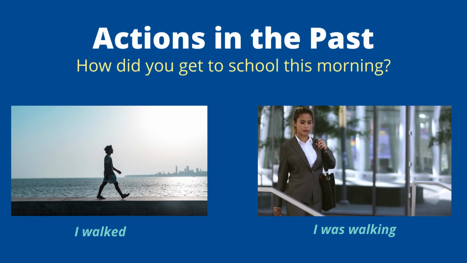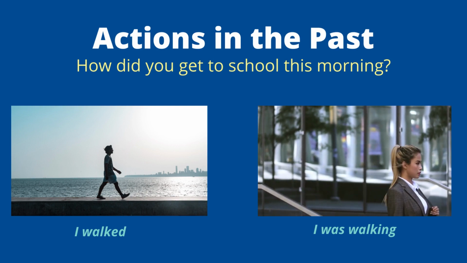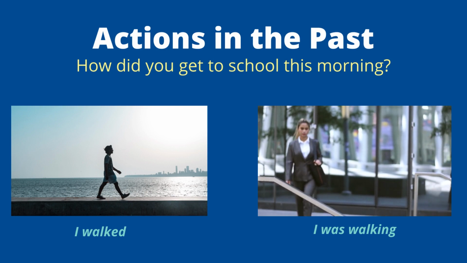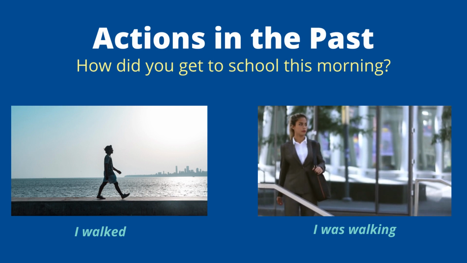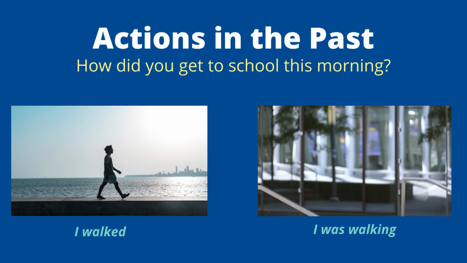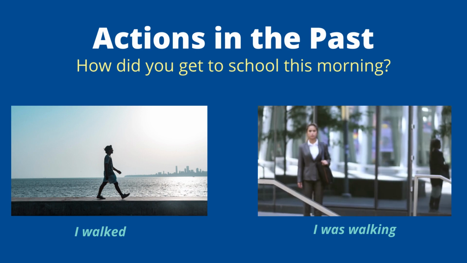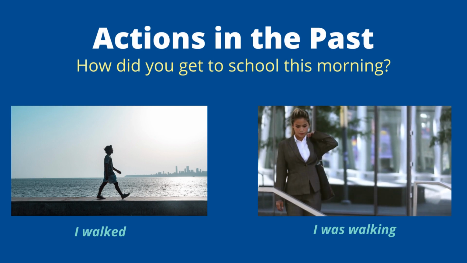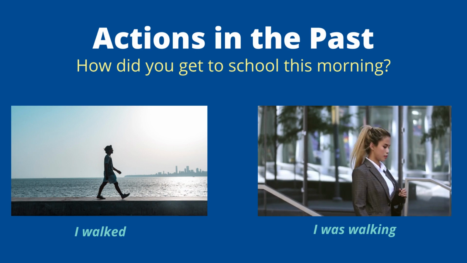So here's kind of a basic question. How did you get to school this morning, right? If you walk to school, there's two ways to think about it, okay? Now, these are both actions in the past, but take a look at the English below. We have I walked and I was walking, okay? They're both in the past, but they're conveying slightly different information. You're telling us something a little bit different about the timing of when you were walking, okay?